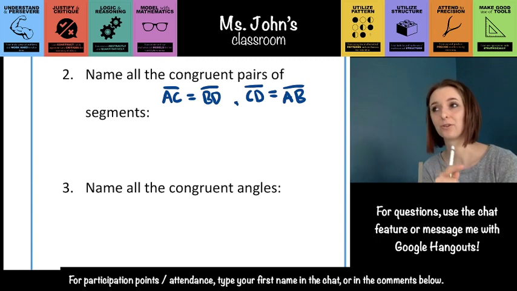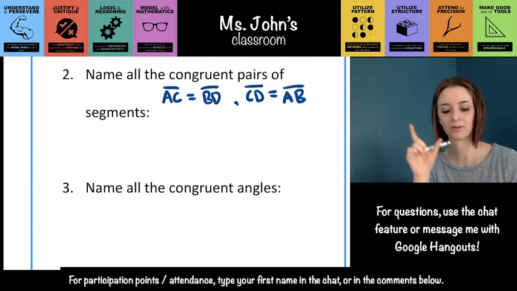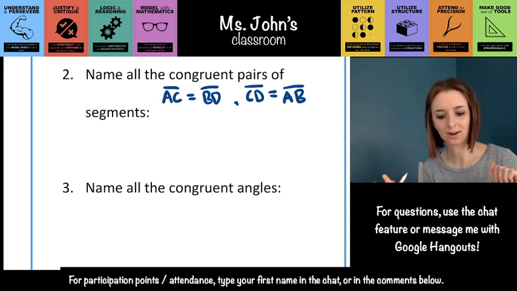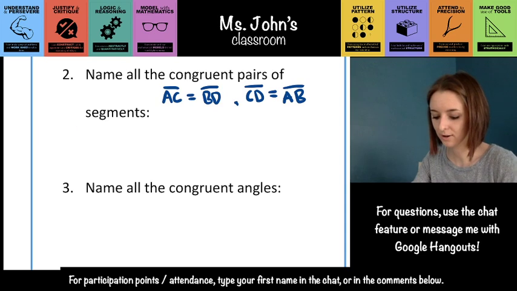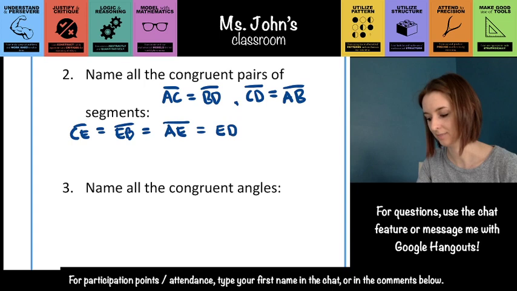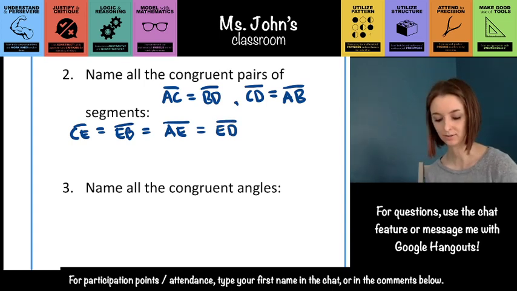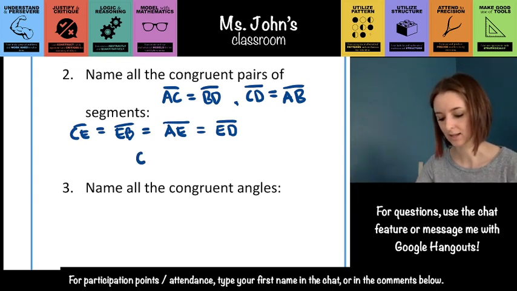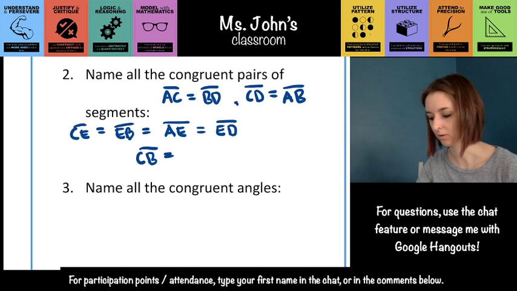Each diagonal bisects the other. So that means that the halves of the diagonals are equal to each other. So that's what all of this is. CE is equal to EB is equal to AE is equal to ED. Those are all of the halves of the diagonals. And then the full diagonals are also the same, so that's the last pair of equal sides. Oops, not AB, AD. There we go.